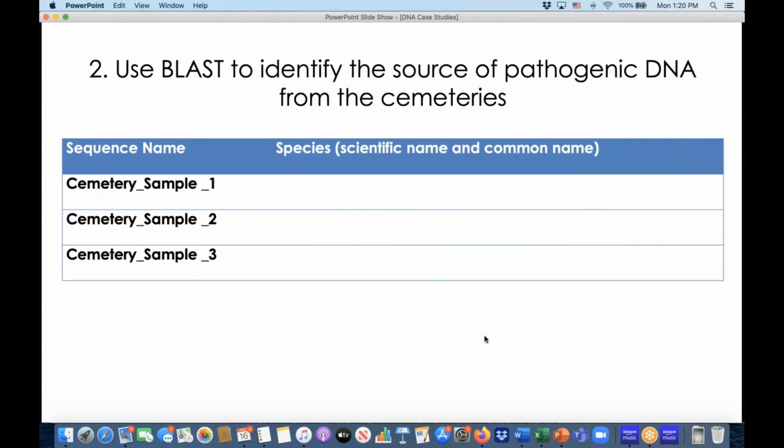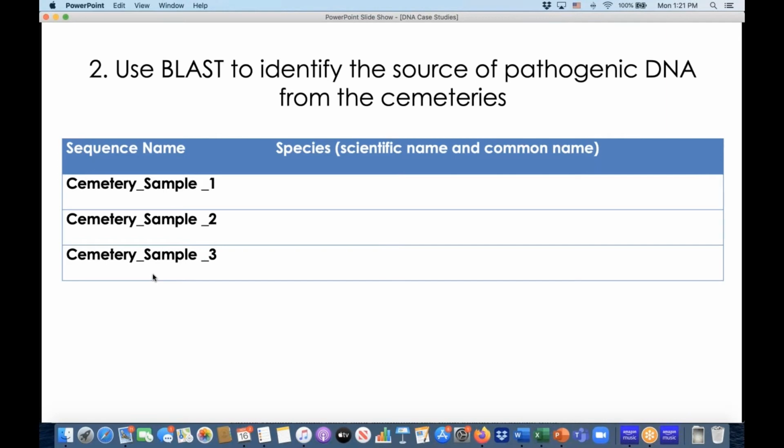The next thing they do is they are given DNA samples from the cemetery samples. These are published in the paper. We can use their reference IDs to go in and pull out the sequence for students to blast. They're going to blast 3 of these from 1545 to 1550 cemetery samples.